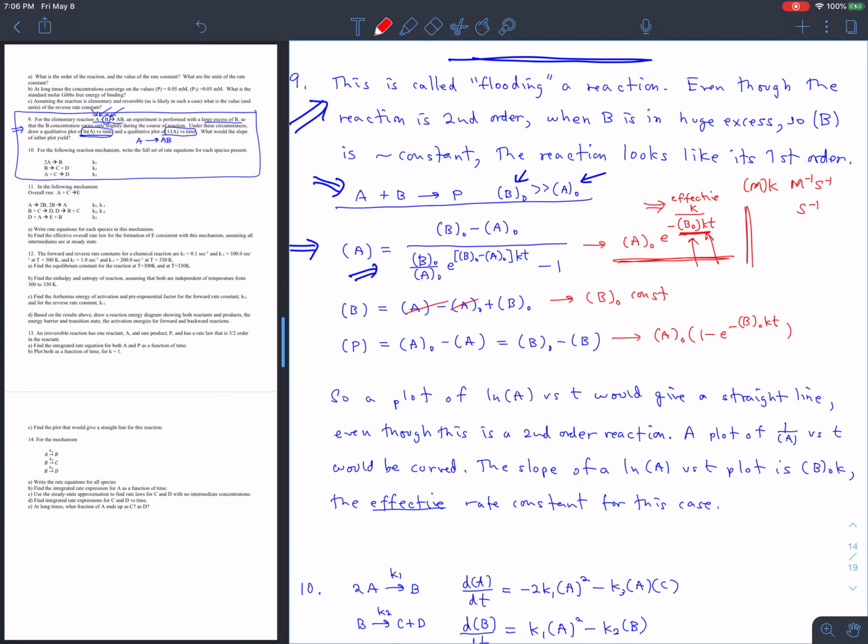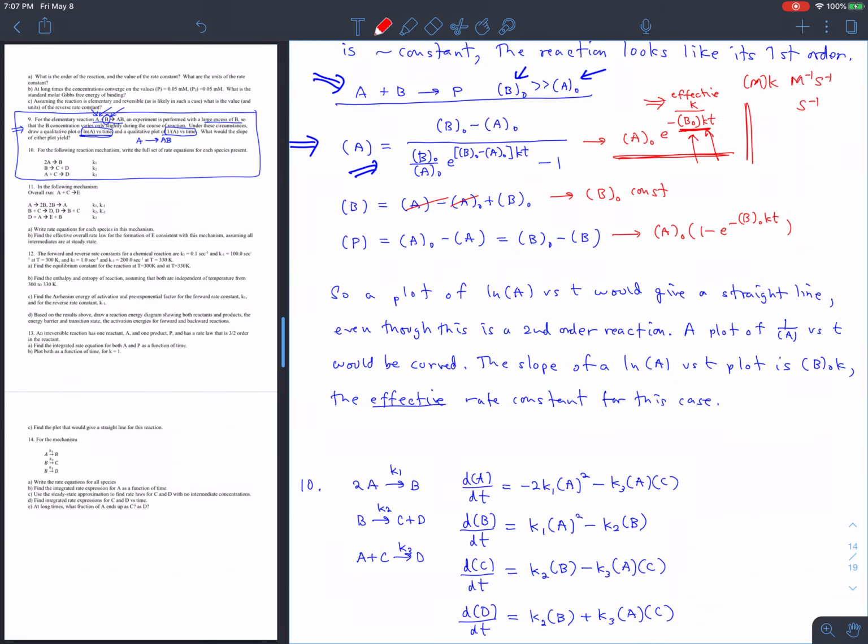Also, it turns out that if you look at how B changes with time, the A0 concentration is negligible, and you just get that B is constant with time, which is, of course, what we started out saying. And if you look at what happens to the P concentration, you get behavior that looks like a first order reaction if B0 times the true rate constant is taken to be an effective rate constant.